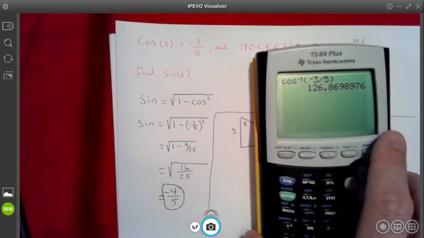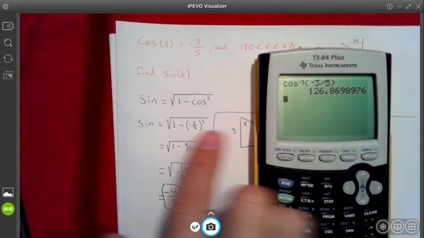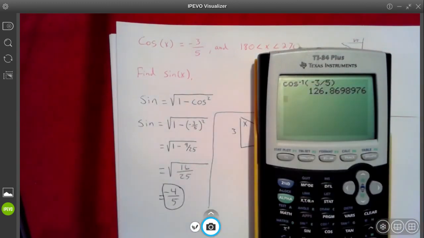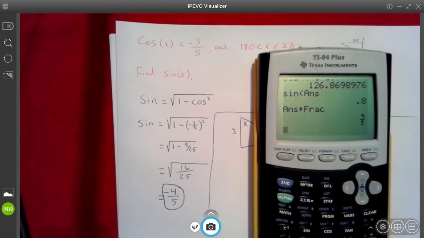All right. What you do is you find the angle, and then you do sine of that angle. Sine of that last answer. It's going to give you 0.8. If you convert it to a fraction, you get 4/5. But you just have to know to turn it into a negative when you're all done.